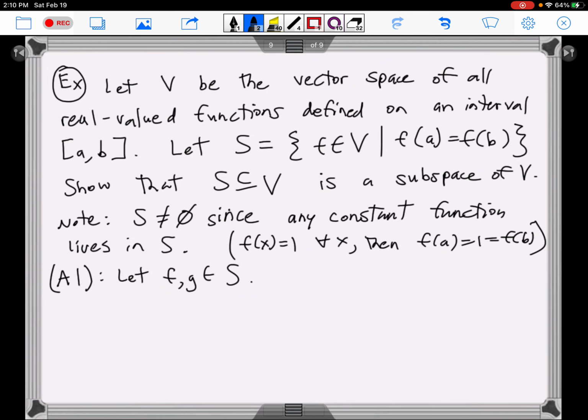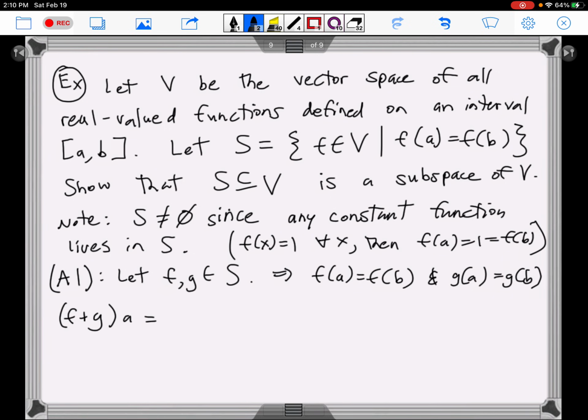So, first of all, this means that f of A equals f of B and g of A is equal to g of B, right? This is what it means for f and g to both live inside S. And now we want to show that (f plus g) of A is equal to (f plus g) of B.